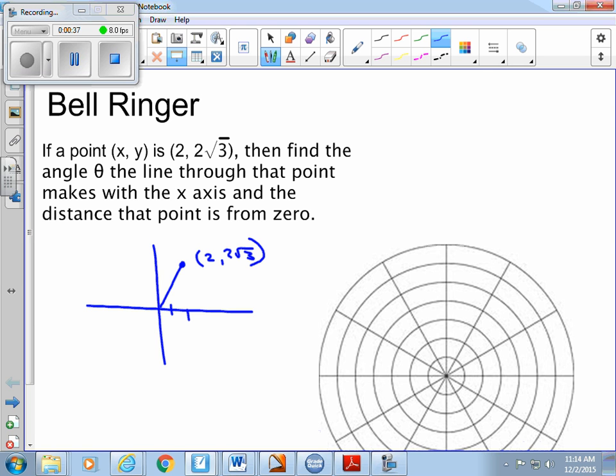So let's start with the angle. How can I find this angle? Good, I know it's a 90-degree triangle. Now the opposite side is 2. The adjacent side is 2 radical 3.